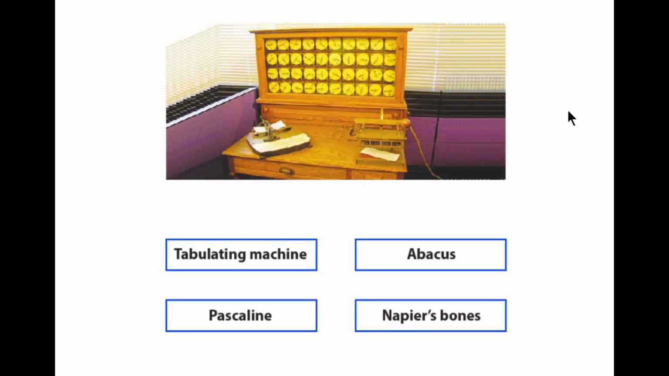Herman Hollerith developed this device to process data for the 1890 United States Census. Options are tabulating machine, abacus, Pascaline, and Napier's bones. What is the correct answer? The correct answer is tabulating machine. Activity completed.